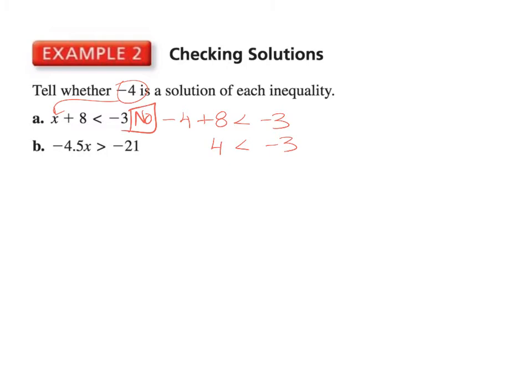Then we're going to plug in negative 4 for x for part B. And we get 18 is greater than negative 21. Is 18 greater than negative 21? Yes, it is. Answer is yes.